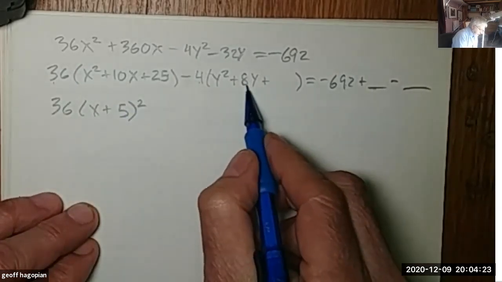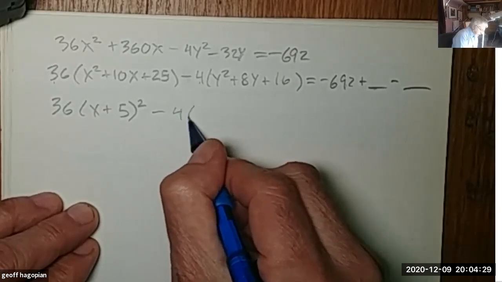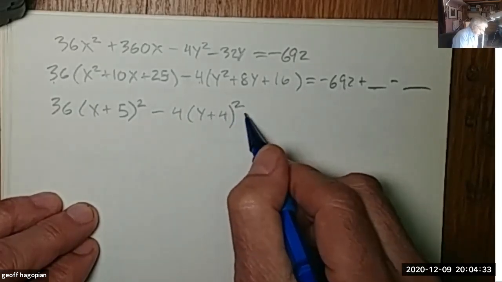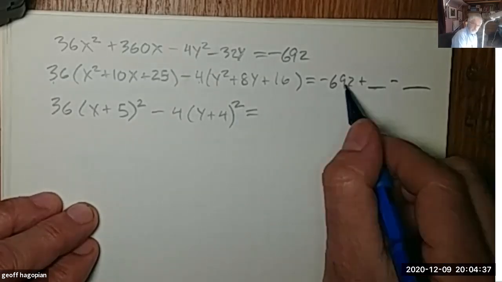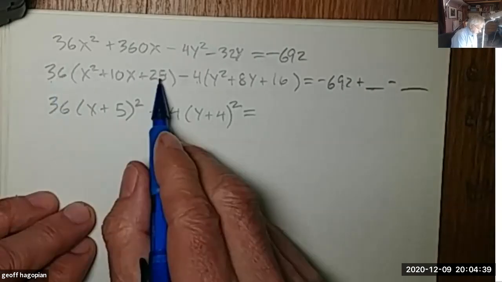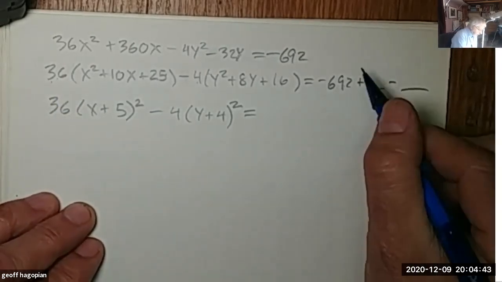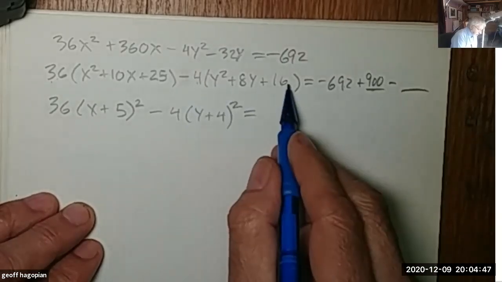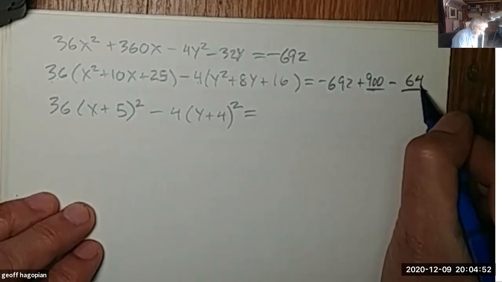Half of 8 is 4. 4 squared is 16. So this is now -4 times the square of y plus 4. Okay, so what did I add? Well, 36 times 25, well, 4 times 25 is 100, so that'll be 900. And 4 times 16 is 64, so we're subtracting 64.